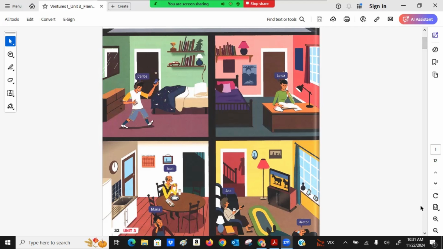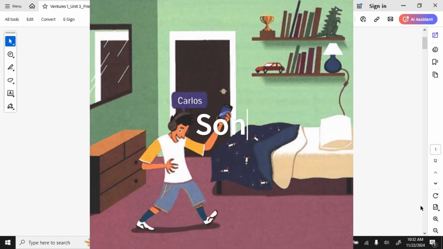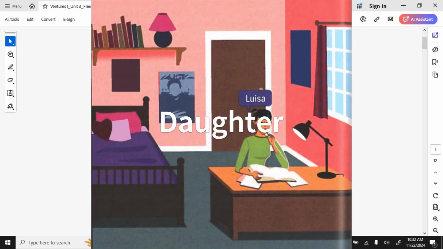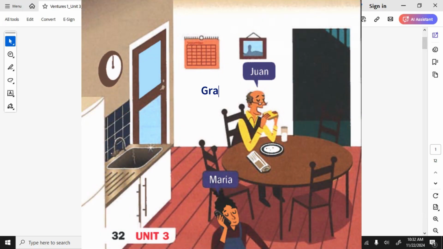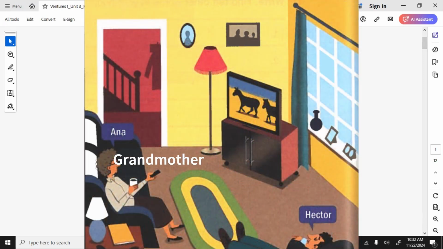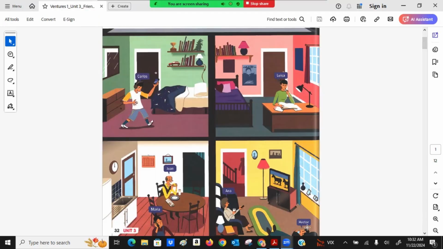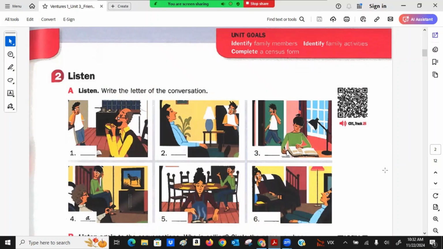Well, between the words that you had to use, they ask you to point to the son, the daughter, the grandfather, the grandmother, the mom or the mother, and the dad or father, right? So you can find them there. The goals for Unit 3 are identify family members, identify family activities, and complete a census form.